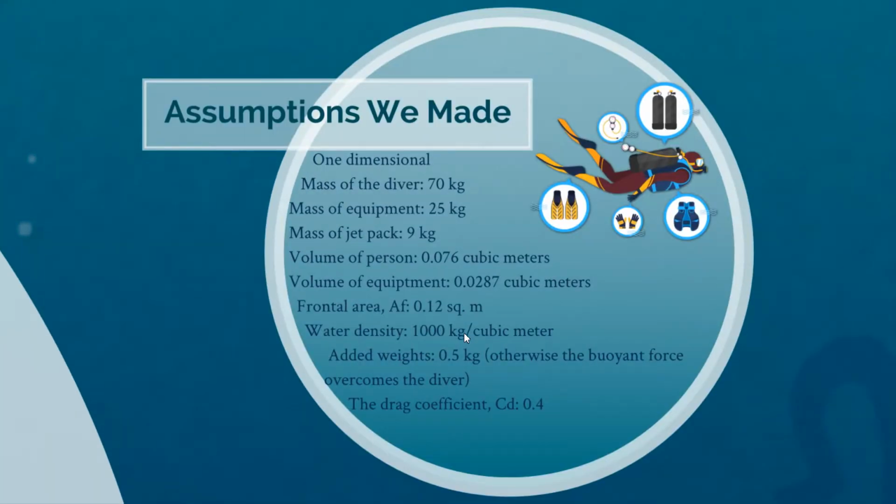These are some various assumptions that we made. We said that the mass of the diver was 70 kilograms and the equipment was 25 kilograms. Based on a theoretical model of this jetpack, we decided that it would be about 9 kilograms in weight. The water density we assumed to be a perfect 1,000 kilograms per cubic meter, and we added weights. Otherwise, the buoyant force would overcome the diver and he'd shoot straight up. Most divers do actually dive with a weight belt or weight vest so that this doesn't happen.